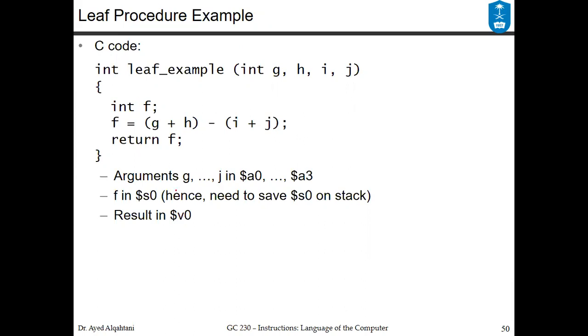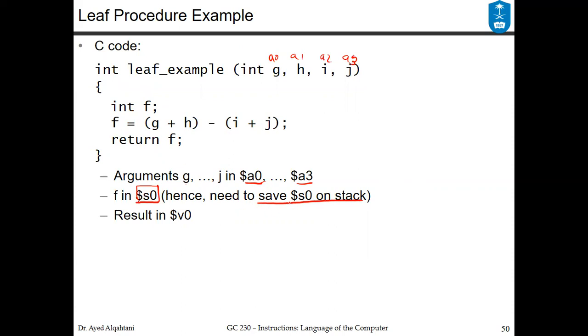Now we assume that the arguments from G to J are stored in A0 to A3. Now we are using the A registers. So this is A0, A1, A2, and A3. F, we save it in S0. Now, since we are using S0 inside, we must save S0 on the stack. Meaning that at the beginning of the method, we need to push it in the stack, and just before we return, we pop it from the stack.